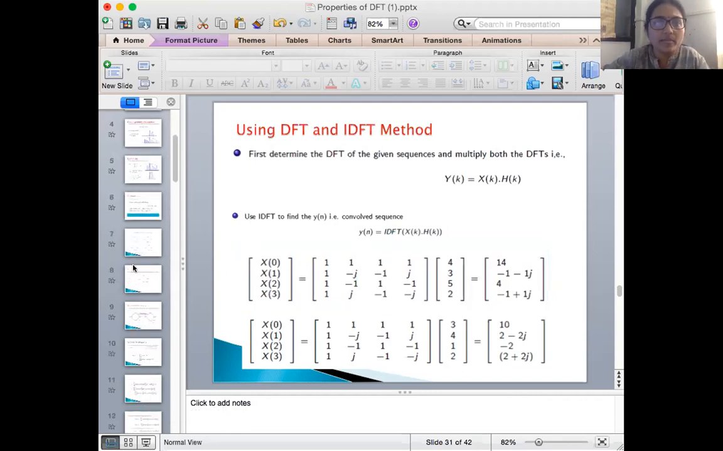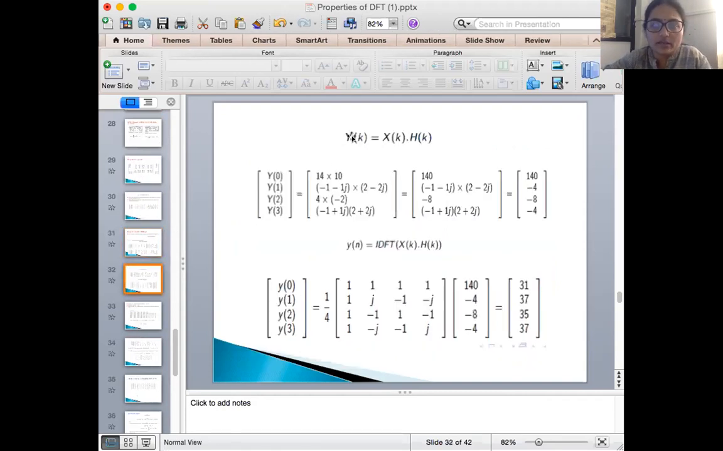The next method, after DFT and IDFT: here we have performed the multiplication. Here we received the third sequence, which is written here, and then IDFT is applied. So we can find out circular convolution by using the DFT and IDFT method.